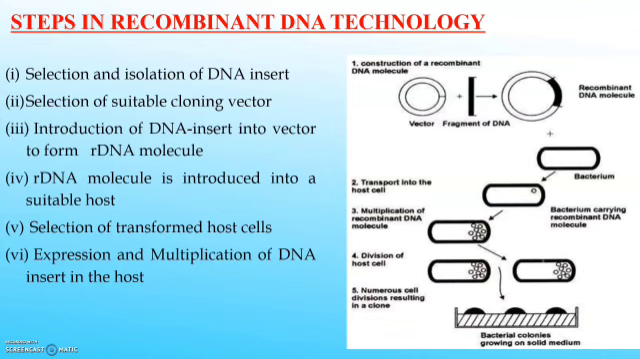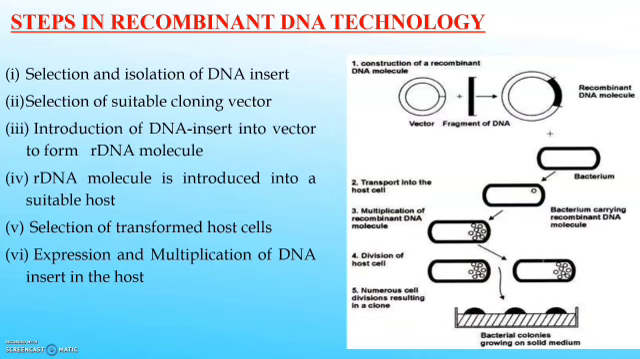Next is introduction of the DNA insert into the vector to form a recombinant DNA molecule. The target DNA, which has been extracted and cleaved enzymatically by selective restriction enzymes, is now ligated by the enzyme ligase to vector DNA to form a recombinant DNA molecule, which is often called the cloning vector insert DNA construct. This recombinant DNA molecule is then introduced into a suitable host. The recombinant DNA molecule so formed is introduced into the cells, and this process of introducing the recombinant DNA into the host cell is called transformation.